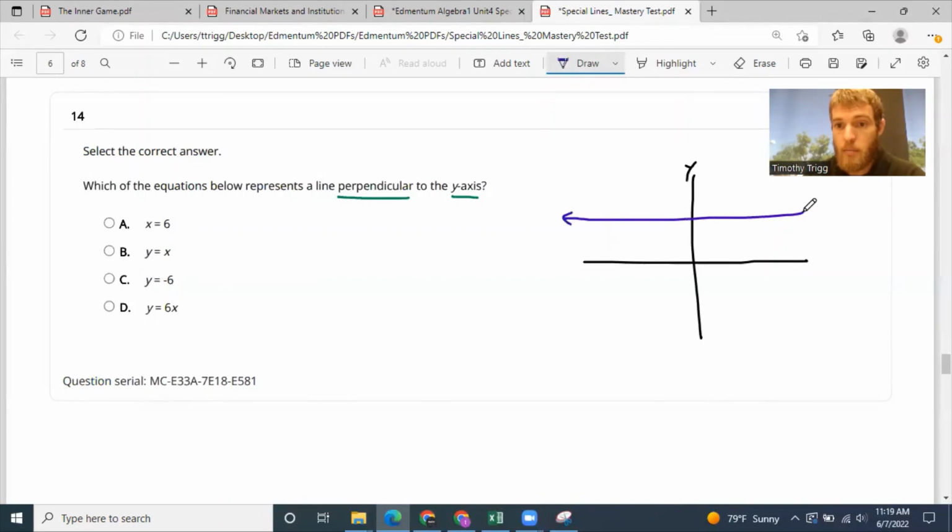So this purple line here is perpendicular to the y-axis. In other words, they cross at a right angle. Now it doesn't have to be right here. Any horizontal line is perpendicular to the y-axis. So which of these produces a horizontal line?